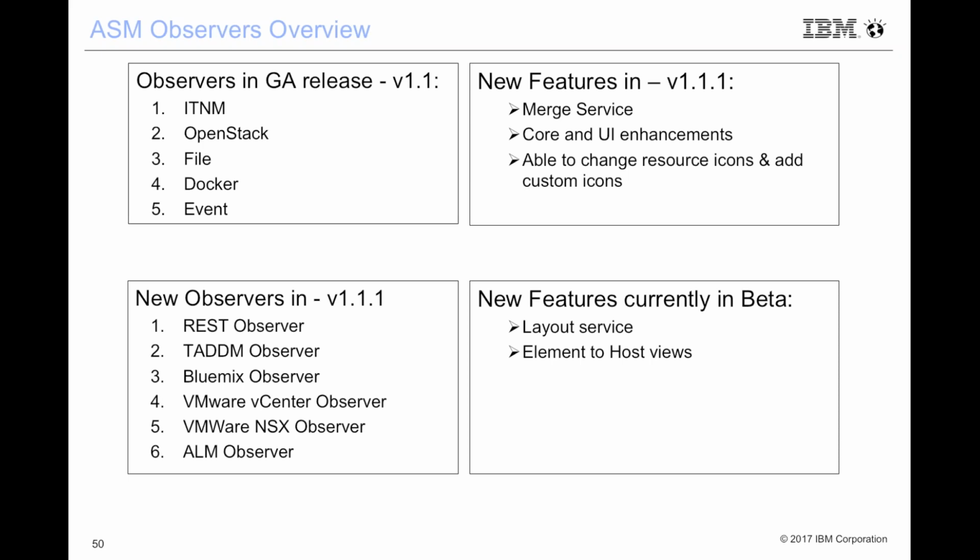Now, new in 1.1.1 over 1.1.0 is the merge service, which we'll talk about more here. There are some UI enhancements, custom icons, etc. I'm not going to go into any detail there, but we'll see some of that in the demo. We've chosen to demo some of the code from the beta rather than 1.1. That's because it has 2 new features which we think are really useful here: the layout service, which we'll see later, and this new element to host view. Again, the reasons why we're showing those will become apparent during the demo.